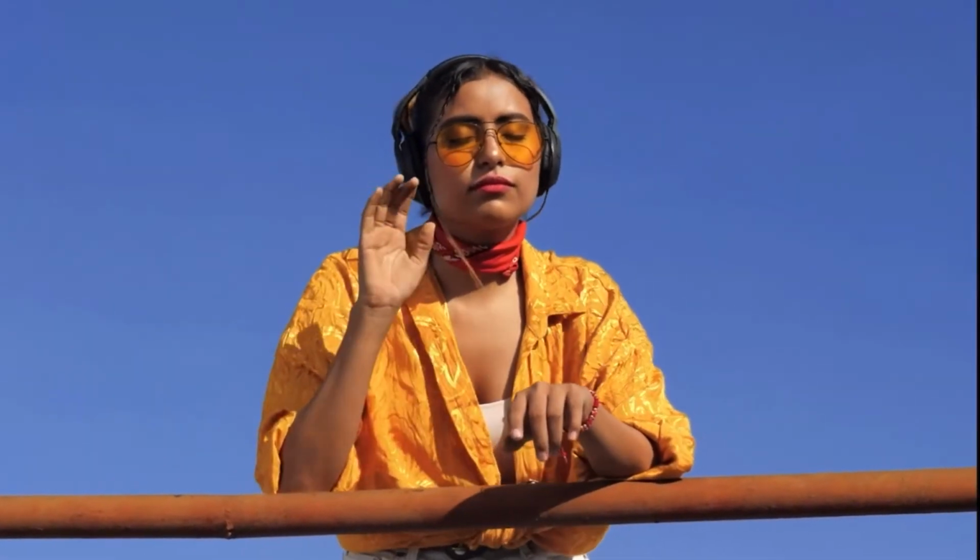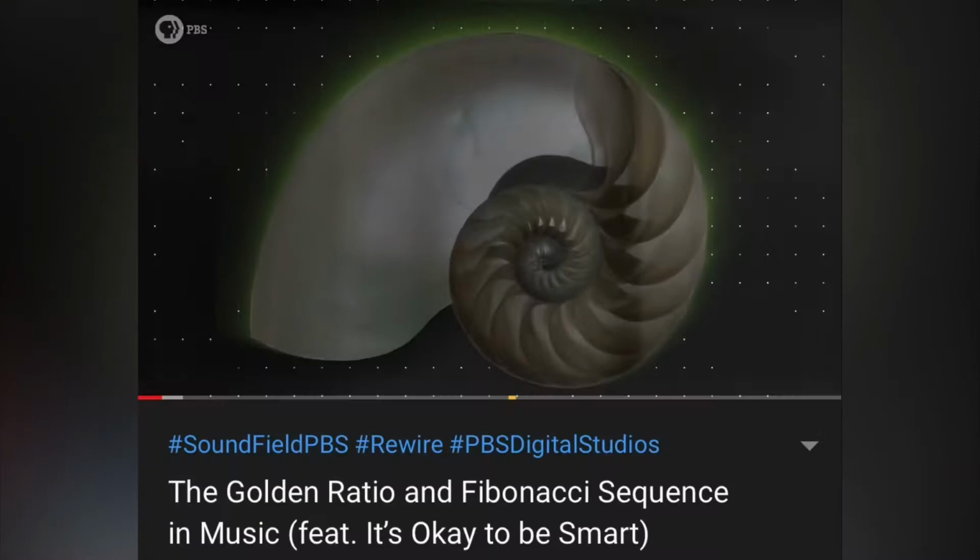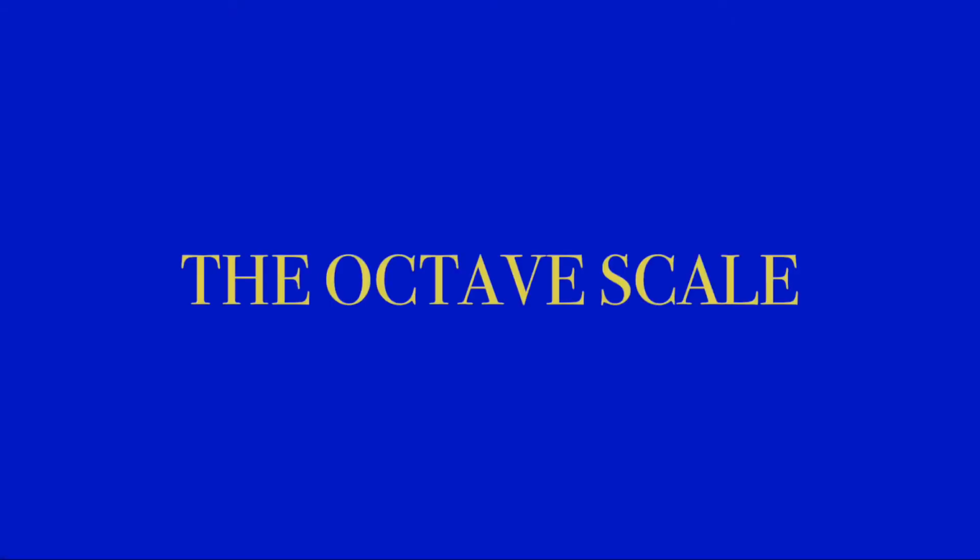However, I find it quite interesting that you could also hear this in music, something that I, myself, am really passionate about. I had recently learned about this in PBS's video about the same topic, and it really caught my eye. First, we must look at the octave scale.